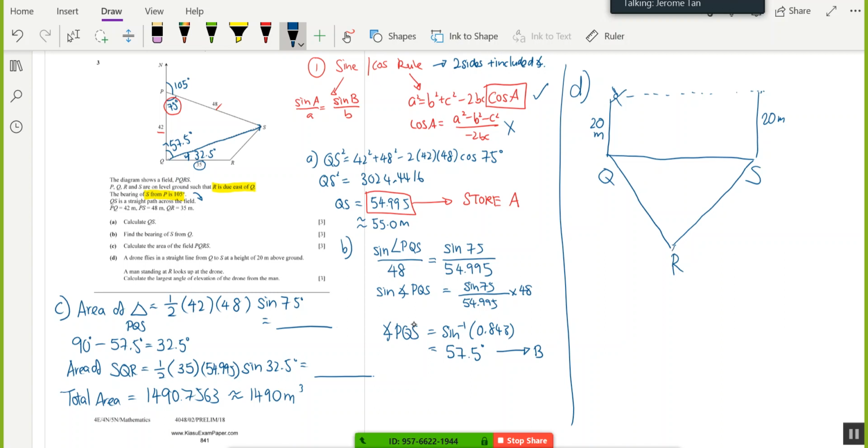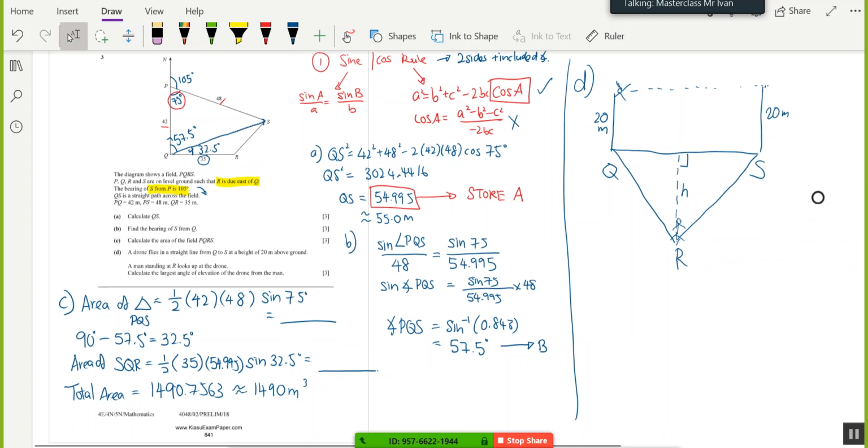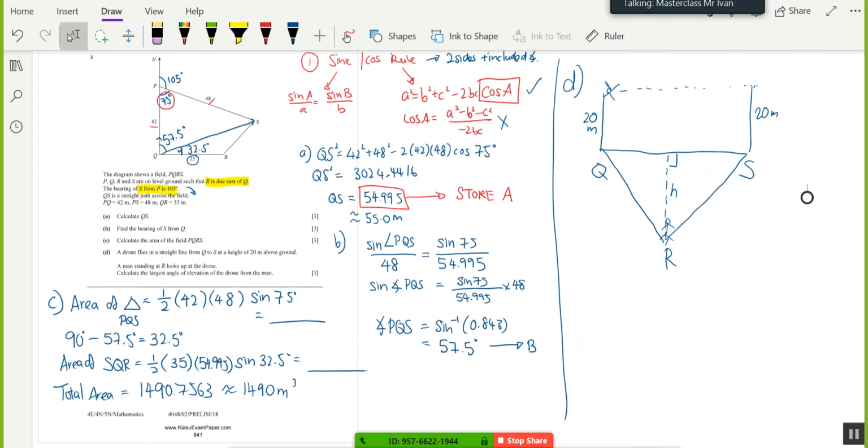Yes, can try. The guy is standing at R. It will be this. It will be the perpendicular distance. Okay, this one is a little bit hard. So first we must find the perpendicular distance first. Megan, do you know why it is the perpendicular distance? I guess. Okay, because you are standing at R. Remember the shortest distance is always the perpendicular distance.